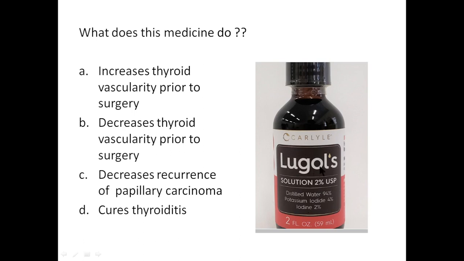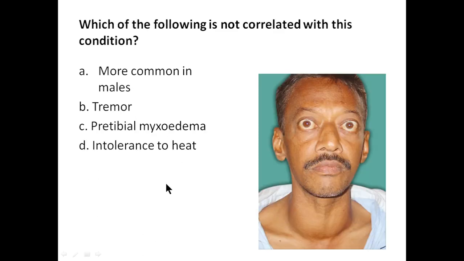This medicine is called Lugol's iodine. What is it used for? Does it increase vascularity? Nonsense. Does it decrease thyroid vascularity prior to surgery? Yes. Go for B.